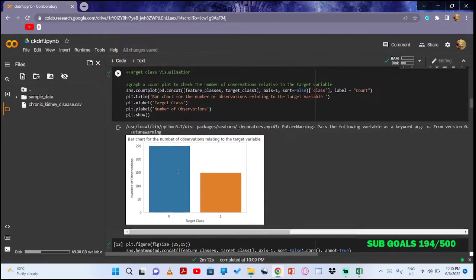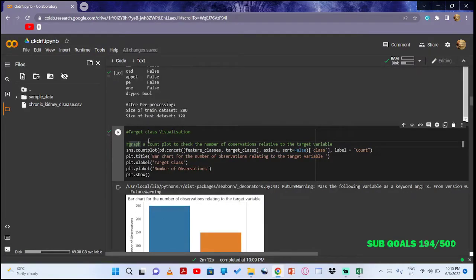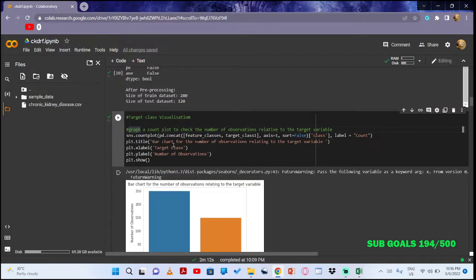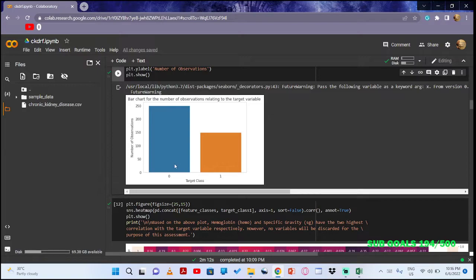Next is the target class. Here zeros and ones: zero is for CKD and one is not CKD. Zero is negative, one is positive. We replaced the terms from medical usage, where positive means the person has CKD. But here, zero means negative: if the person is negative, it means he has CKD, and one means not having CKD.